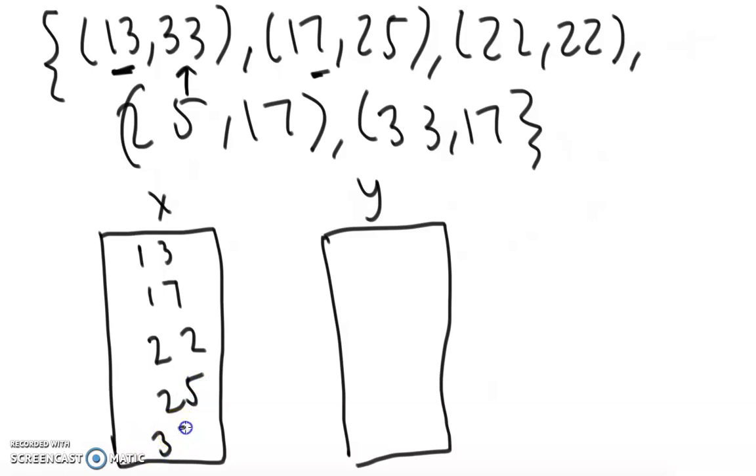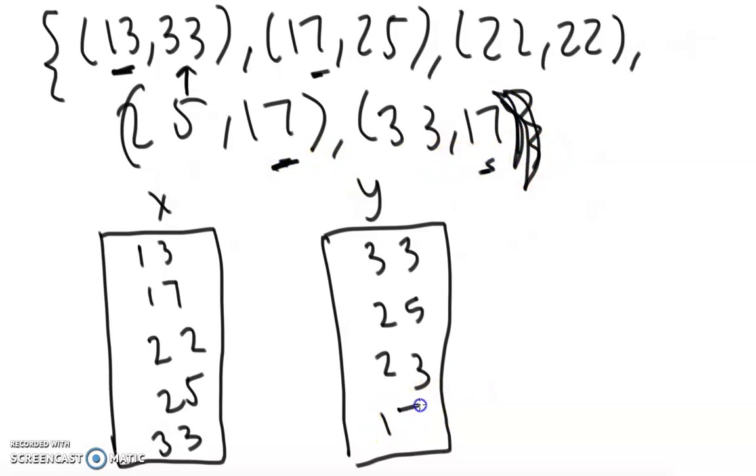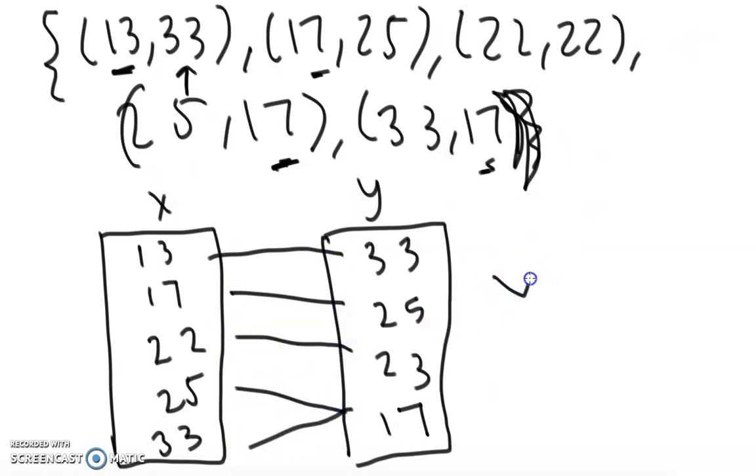25. Yay, it fits. The thing I have to point out here is that as we come towards the end of the Y list, there are two Y values that are exactly the same, 17 and 17. You write 17 once. Now all you're going to do is draw the lines. Okay, this is a function.